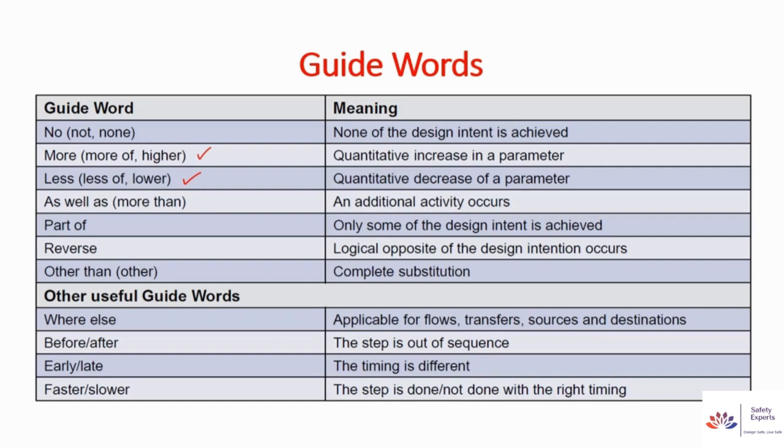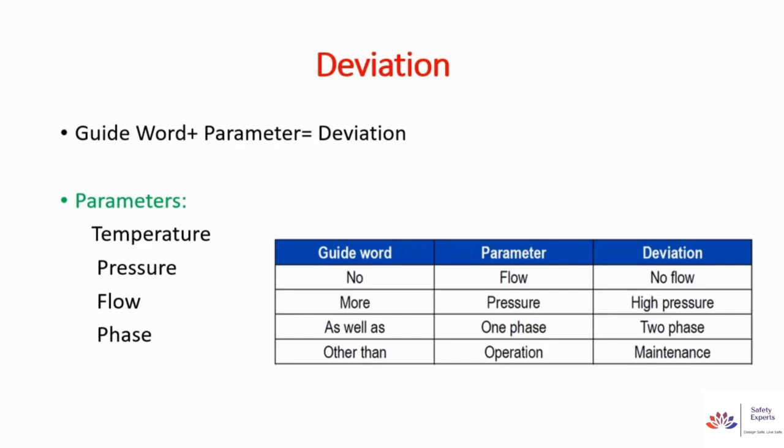So we will now see how the deviation can be formed. When the guide word is added to the parameter, it creates a deviation. Like no flow, more pressure, as well as one phase and two phase. Other than operation, maintenance also has problems. So these types of deviations are created, and that deviation is applied to the process to know what will happen when there is a situation like high pressure or no flow or more flow.